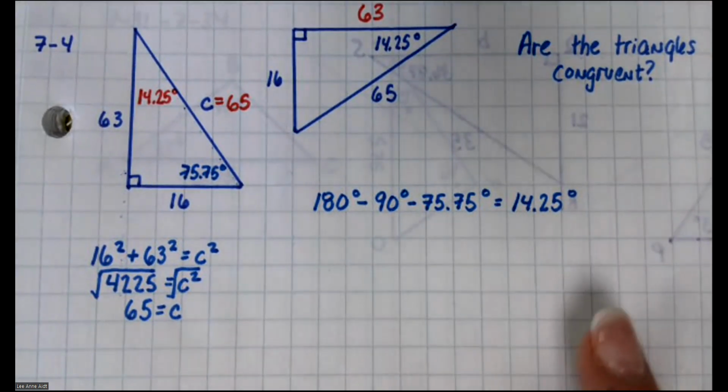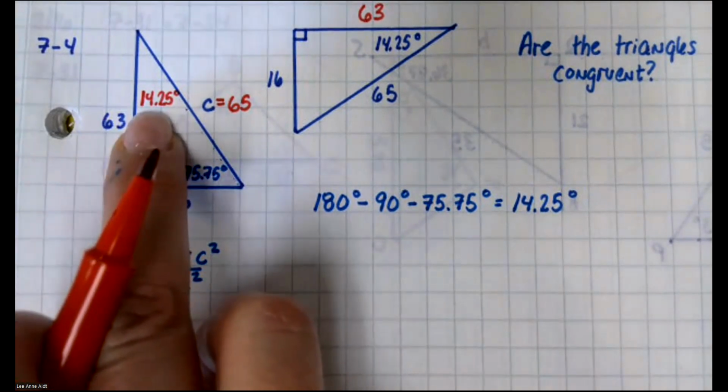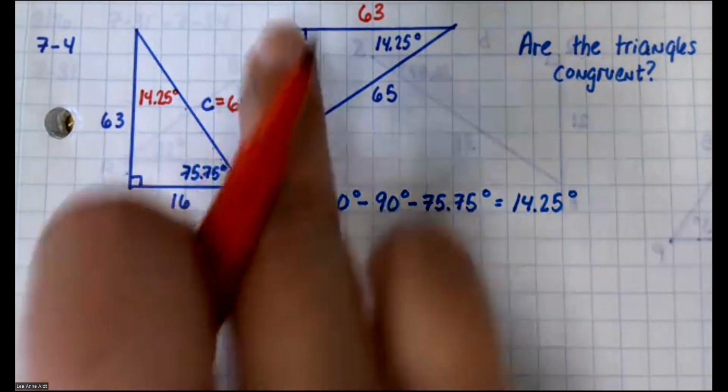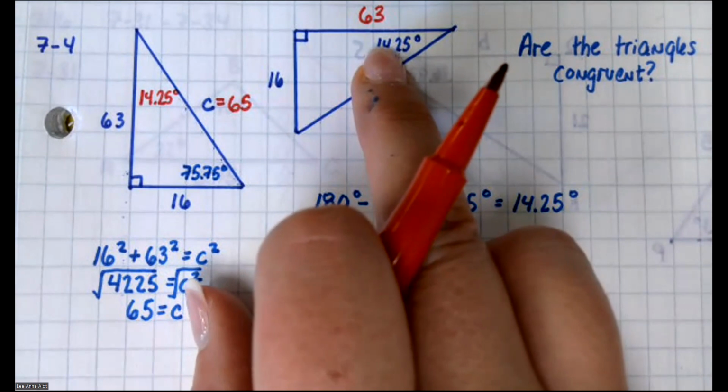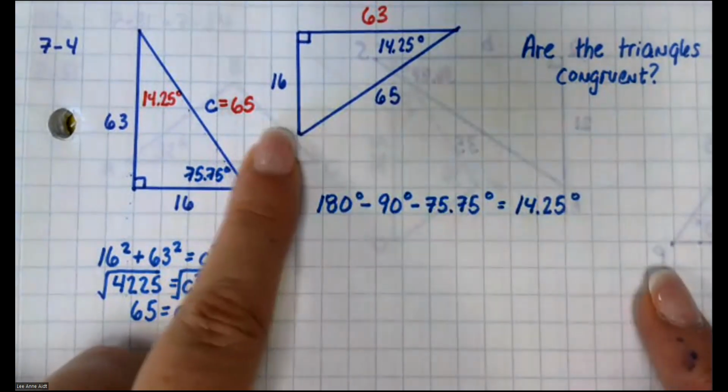Okay, now that angle is 14.25. This angle is 90. This angle is 90. This angle is 14.25. So what does this angle here have to be?